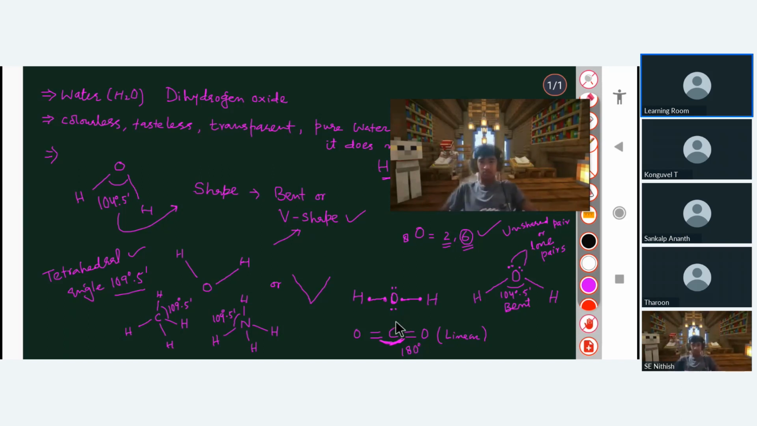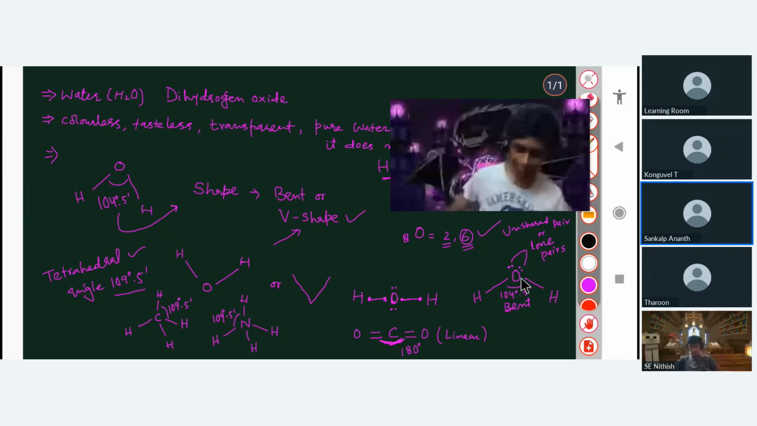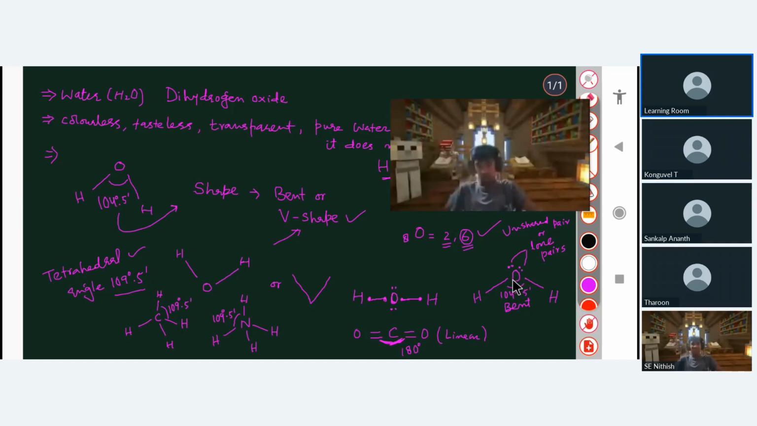See, in case of carbon dioxide, there is no lone pair, no electron pair, no unshared pair on the middle carbon. So that's why its shape is linear. But in case of water, there are two lone pairs, so they will repel each other. That's why the bond angle will decrease. That means the bond angle will not remain 180 degree here.